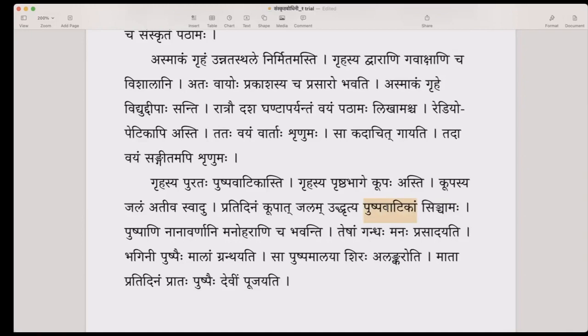So there is water for the pushpa vatika, the garden, the flower garden. Udhritya sinchamaha basically indicates a sequence of actions. You first draw and then sprinkle. So there are two actions, one following the other successively, and the same karta does both actions. These are the two rules for tva and lya.